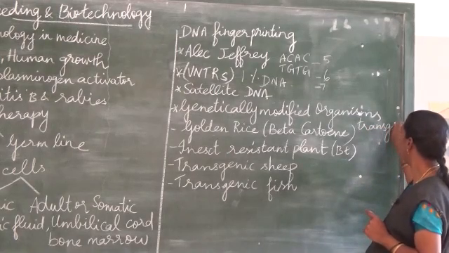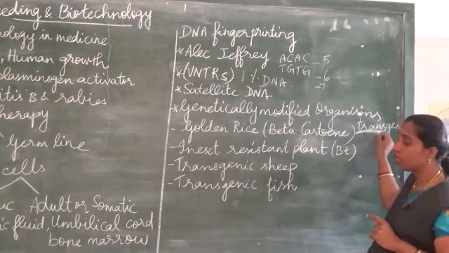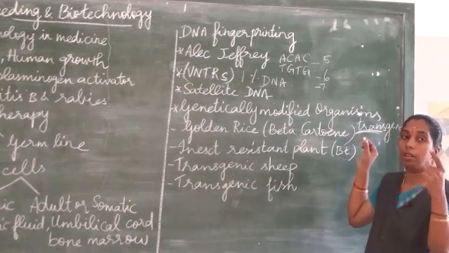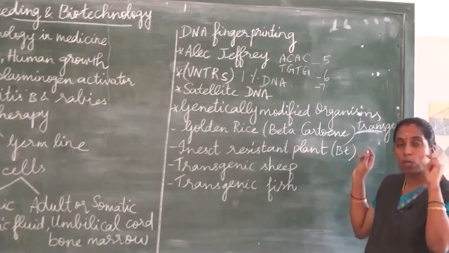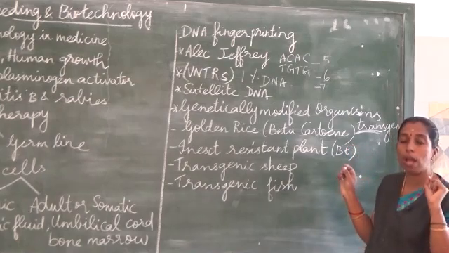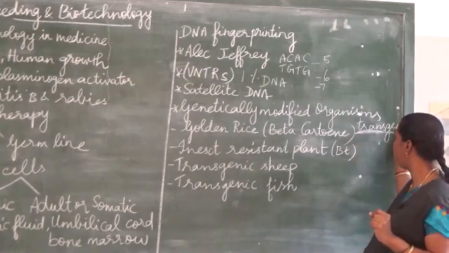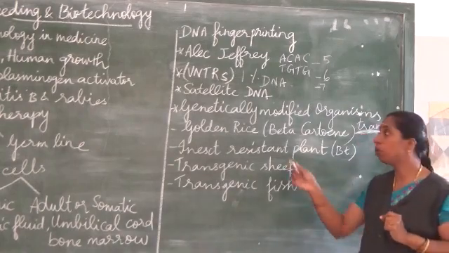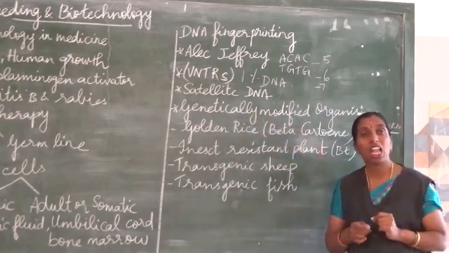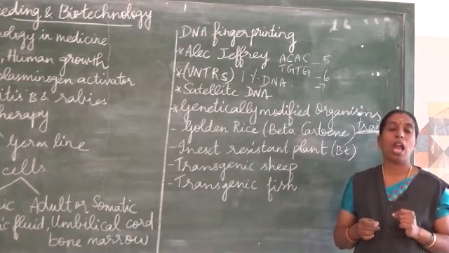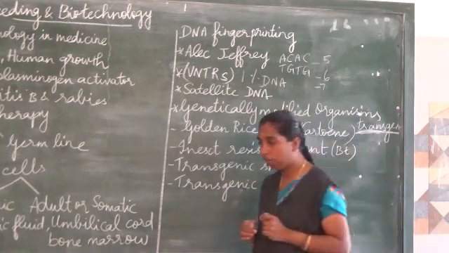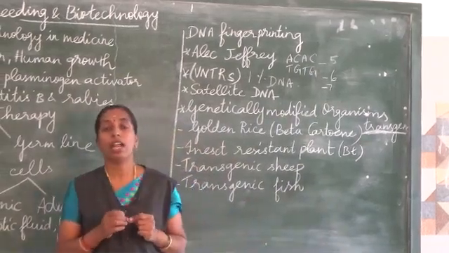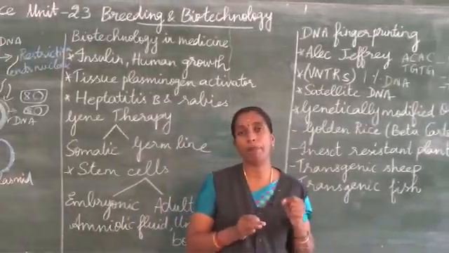That which is incorporated is called a transgene. Trans means transformation of gene: transformation of a desirable gene into a plasmid is called a transgene. Using this genetic engineering, transgenic plants and transgenic animals can be produced.